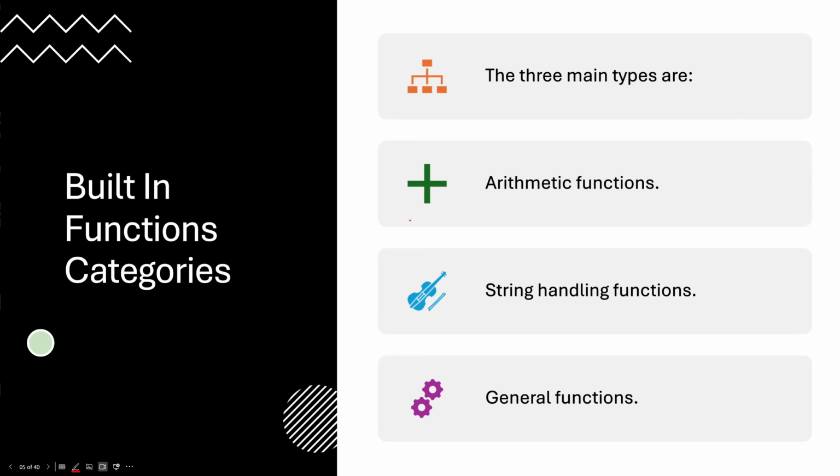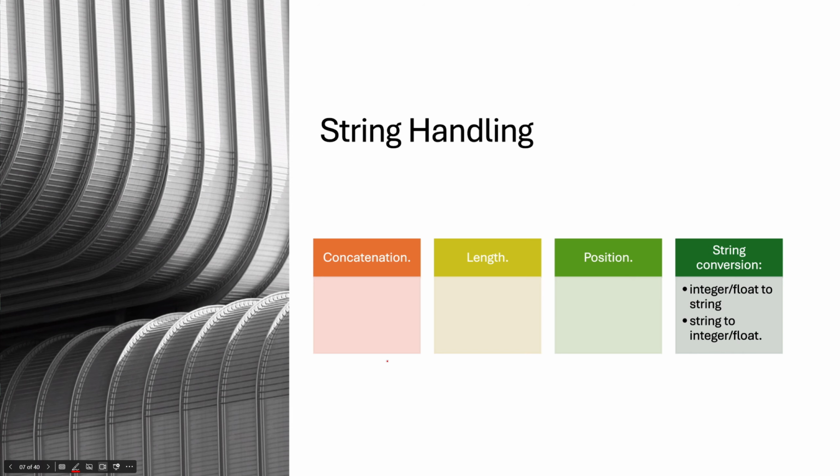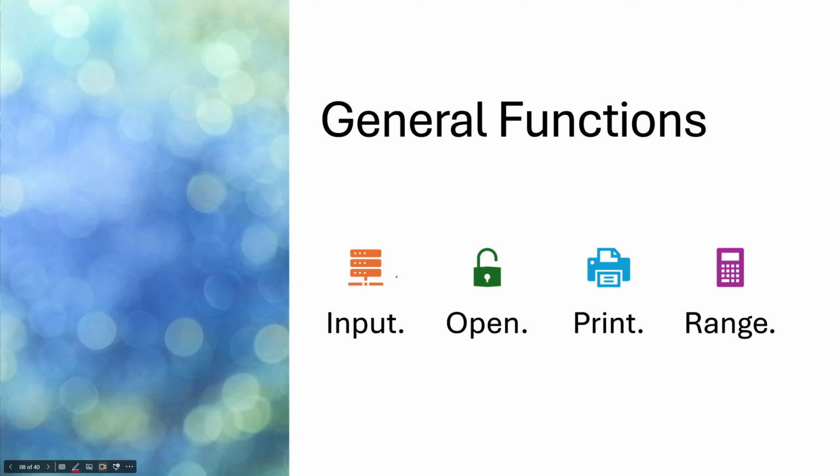Built-in functions, the categories. There are three main categories. We have arithmetic functions, string handling functions, and general functions. I'll go through these in detail, so don't worry. Arithmetic functions, some examples are random, range, round, and truncate. String handling, we have concatenate, length, position, and string conversion. These are just examples of string handling functions. There are more. These are just the ones that I can remember off the top of my head, probably the most important ones. We have general functions as well. We have input, open, print, and range.